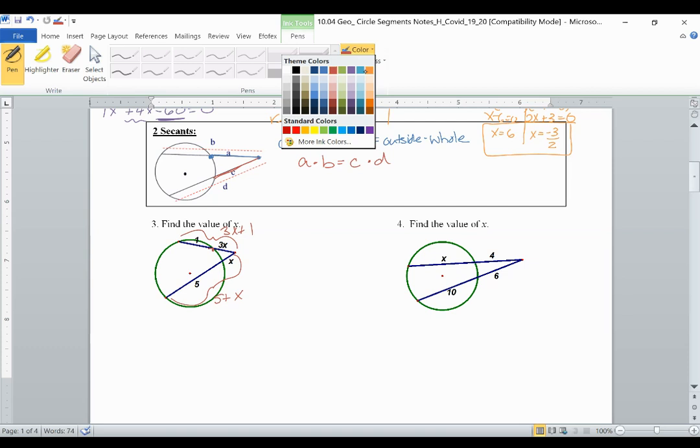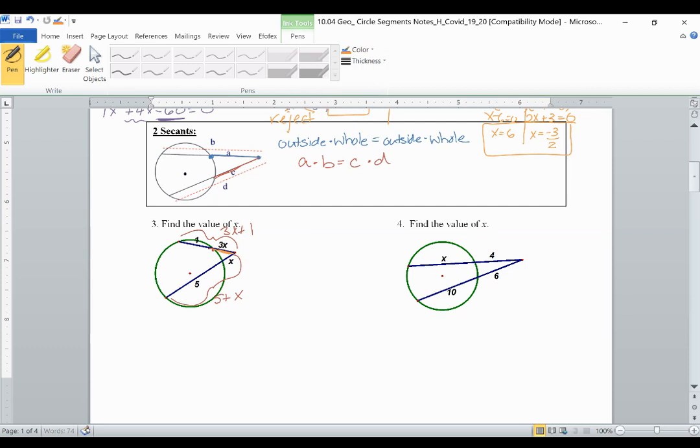Then my outside pieces is this orange piece and this blue piece here. Okay, so let's try this.